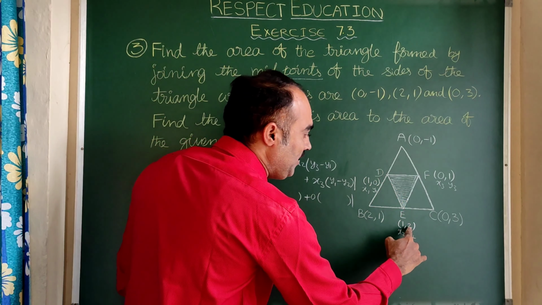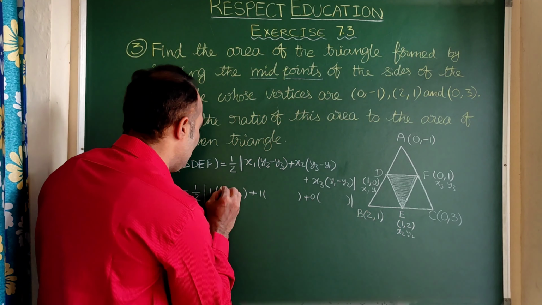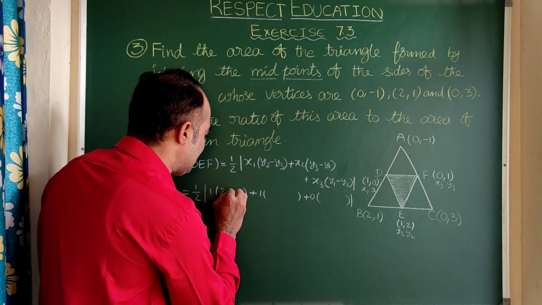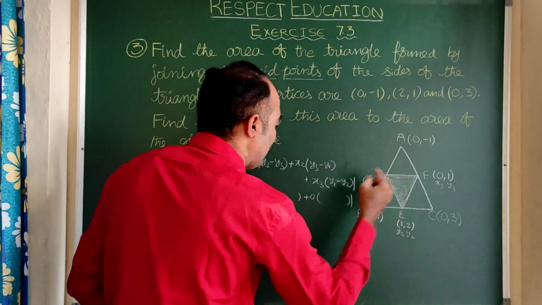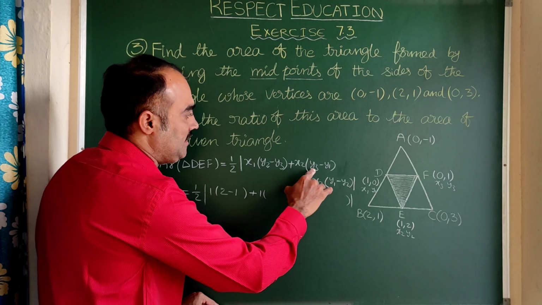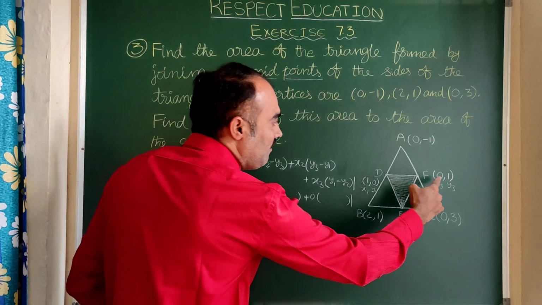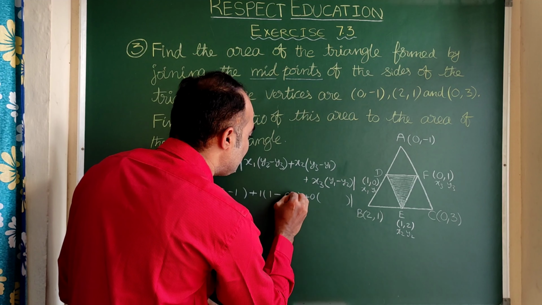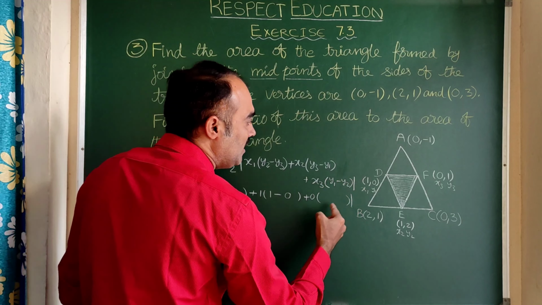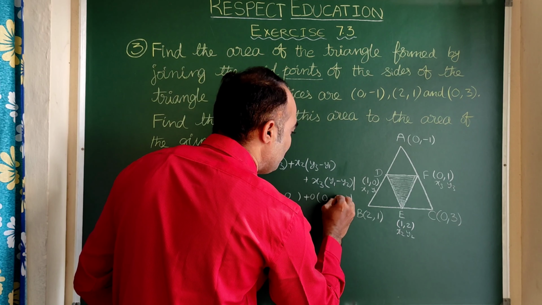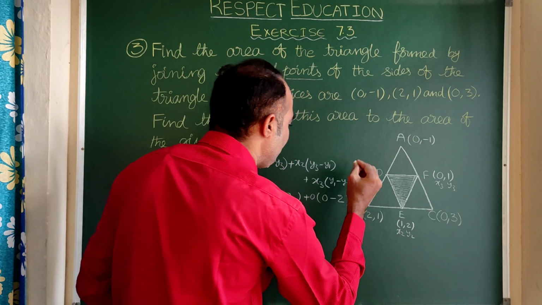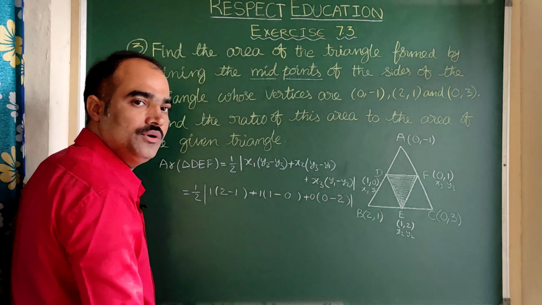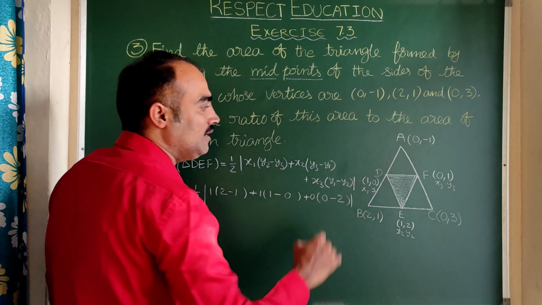Here you see y2 is 2. So y2 minus y3, y3 is 1. Next here y3 minus y1. y3 is 1 minus y1 is 0. Next y1 minus y2. y1 is 0 minus y2 is 2. Let us simplify this value to get the area of triangle DEF.